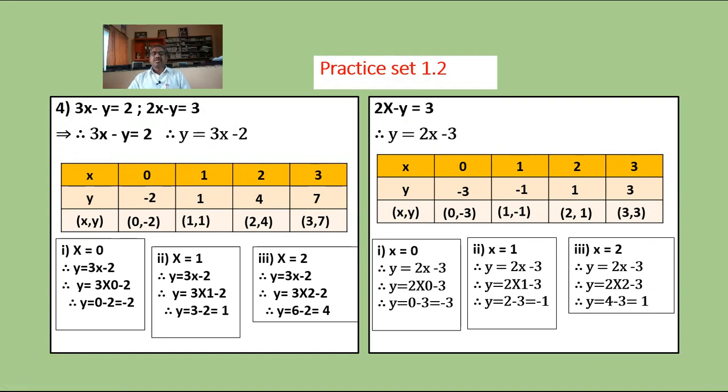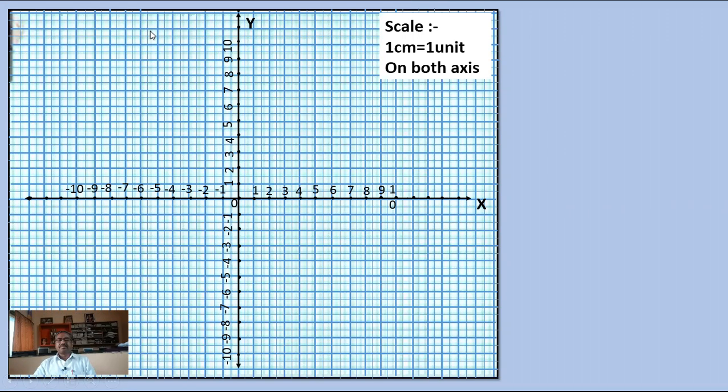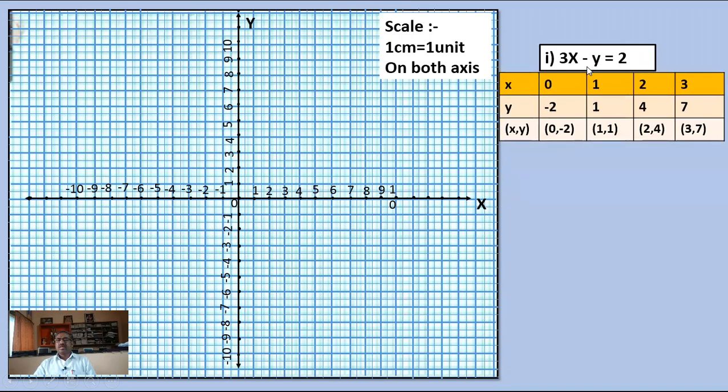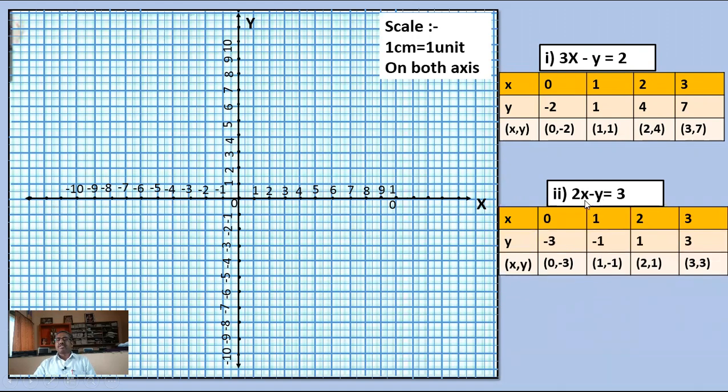We plot all these coordinate points on the graph paper, then we get the solution of the given simultaneous equations. This is the graph paper. Here are the coordinate points of equation 3x minus y is equal to 2, and the coordinate points for equation 2x minus y is equal to 3. First, to plot the coordinate points for equation 3x minus y is equal to 2 on the graph paper.